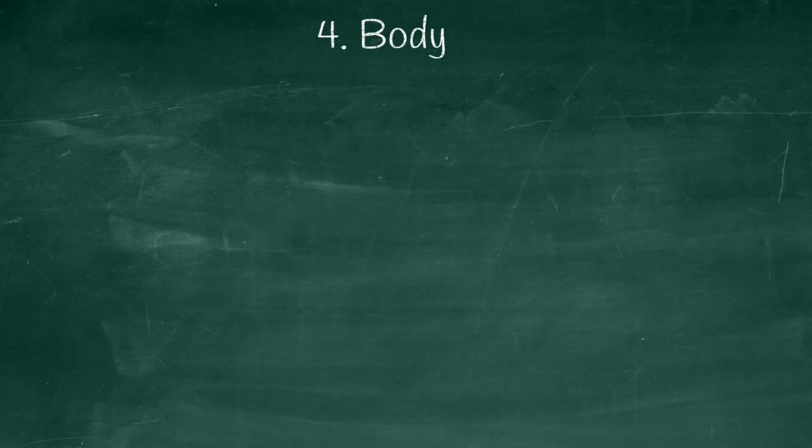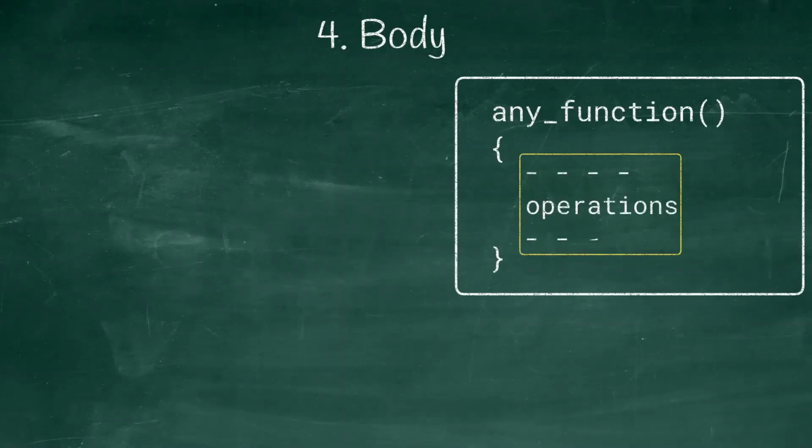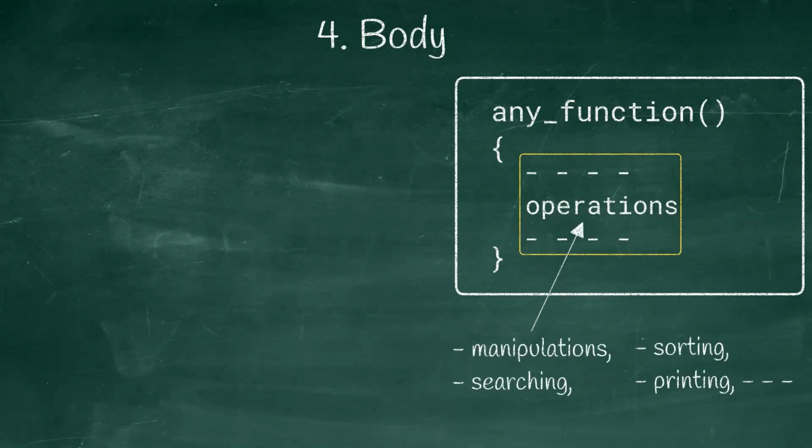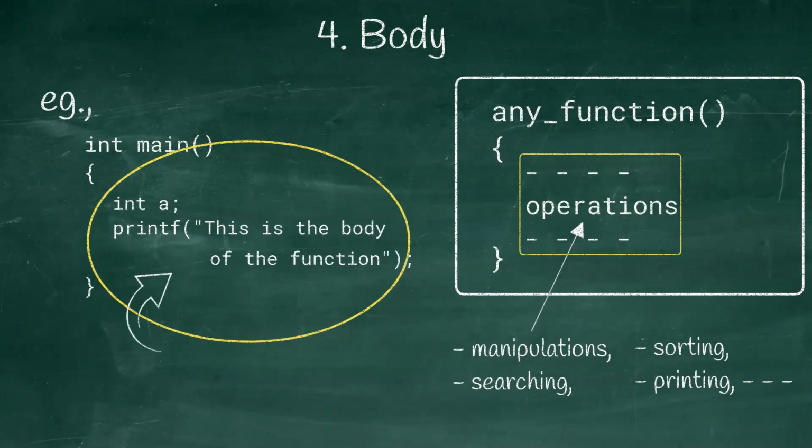The body of a function in a C program refers to the operations that are performed in the function. It can be anything like manipulation, searching, sorting, printing, etc. The code for performing any operation is written within the body of the function. For example, if we write the main function and then write any two statements like int a and a printf statement with a message, these two statements will be considered as the body of the function.